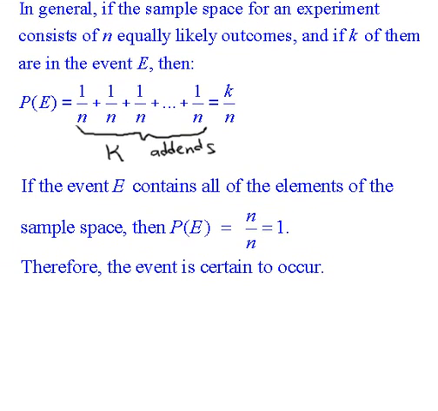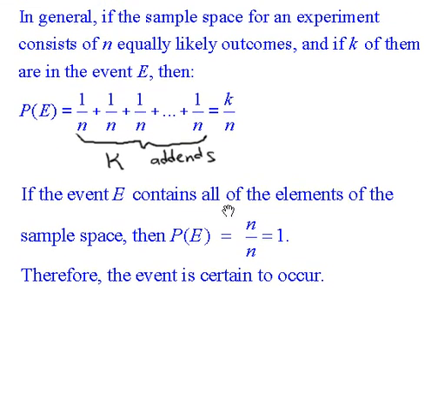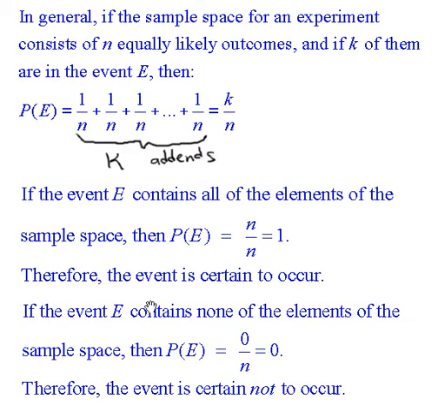And again, I know we said this in the previous lesson, but let's come back and visit it. If the event E contains every element in the sample space, then the probability is n over n, or 1. If we say percentage, 100%, and we say the event is certain to occur. If the event contains none of the elements in the sample space, then the probability of that is 0 out of n, or 0, and we say the event is certain not to occur.